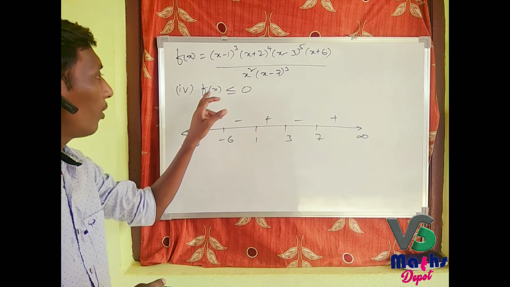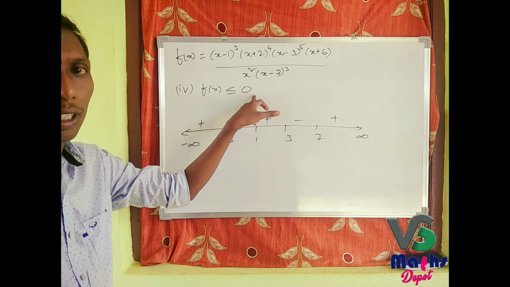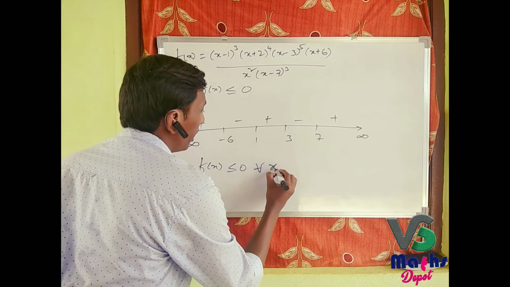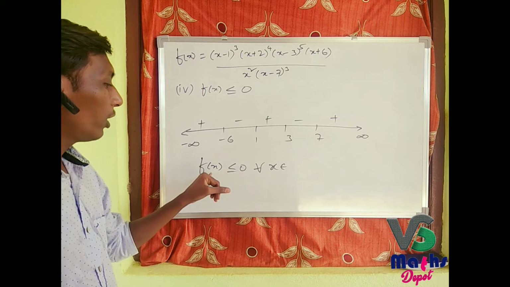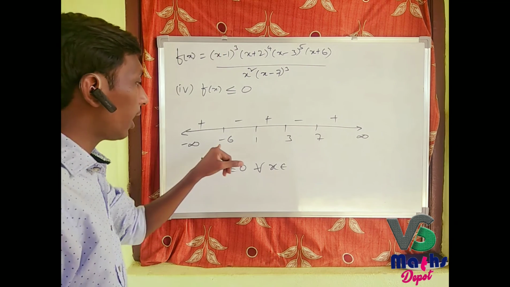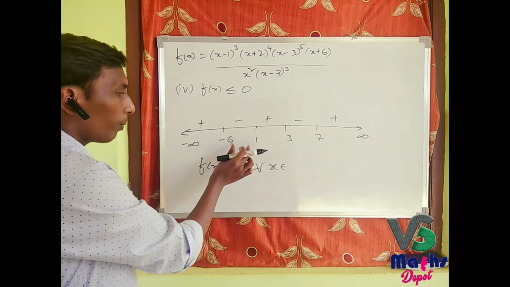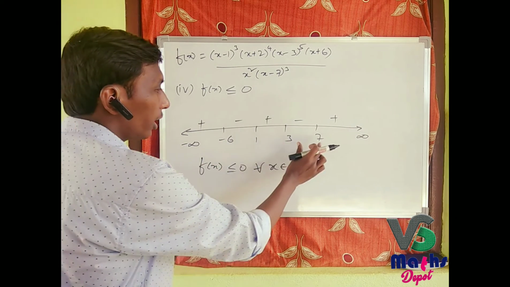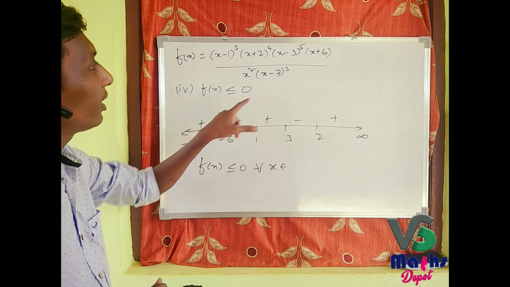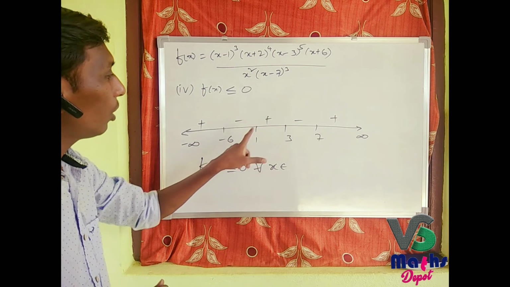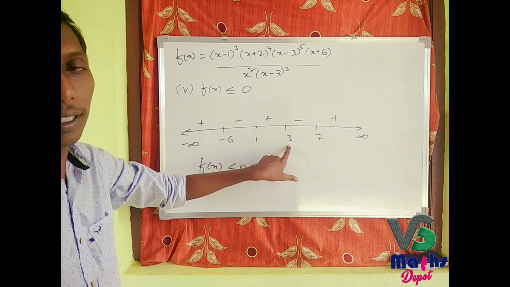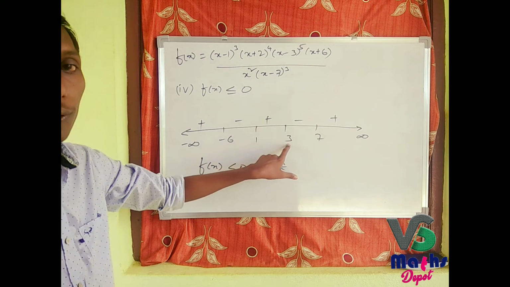Here we want to get f of x less than or equal to 0, for all x belongs to. Here we want to give the values of x where f of x is less than or equal to 0. Less than 0 means the negative portion is minus 6 to 1 and 3 to 7, and in the equal to 0 cases, at x is equal to minus 6 f of x is equal to 0, and at x is equal to 1 also f of x is 0, and at x is equal to 3 also f of x is equal to 0. We have to include these values also.